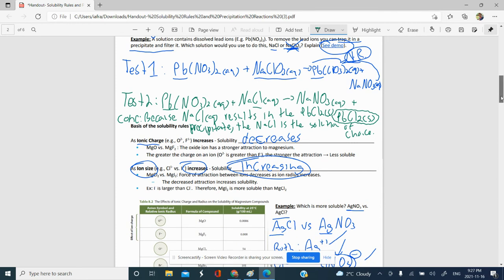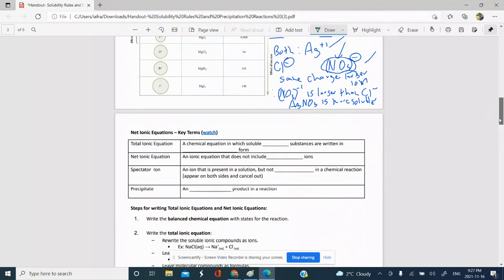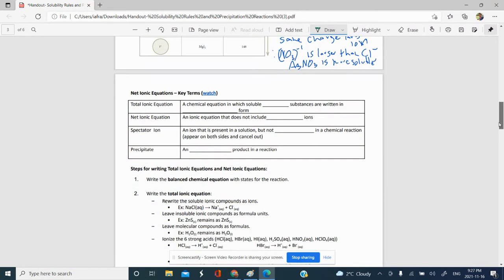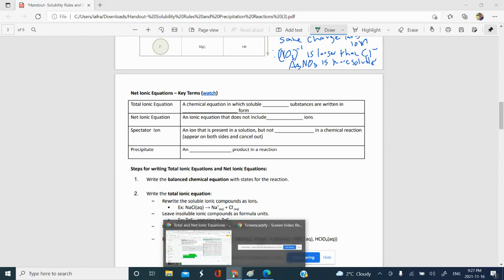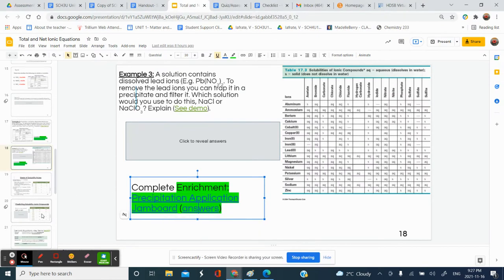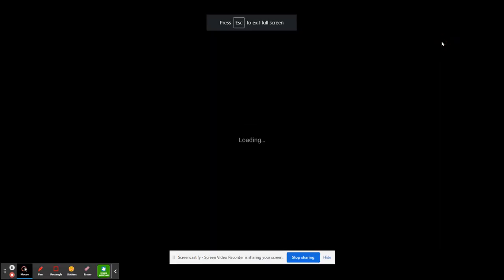Now let's go on to the next part of our lesson, which is on net ionic equations. I'm going to briefly introduce you to net ionic equations in this video, and then in the next video we're going to do some examples together. So we have something called total ionic equations. And I'm going to show you some images to explain those concepts. Let's go back to our little handout over here.